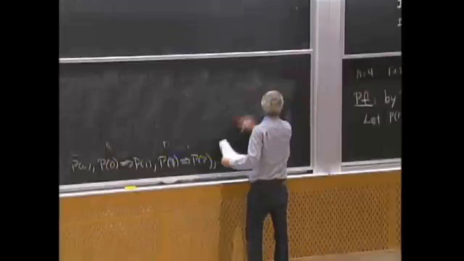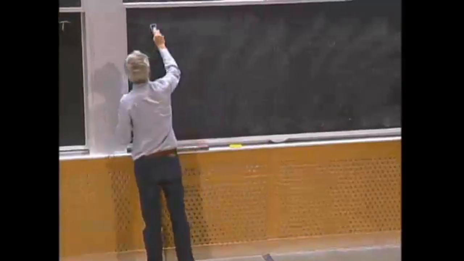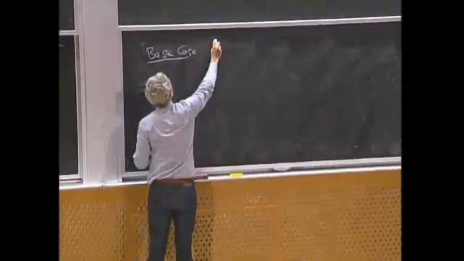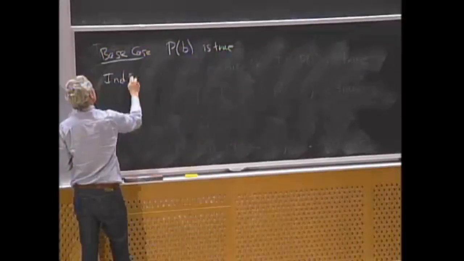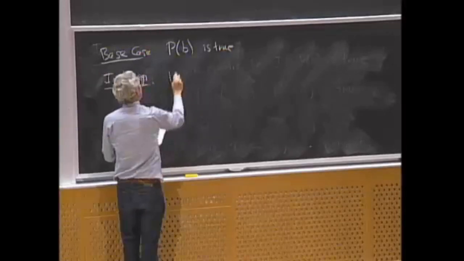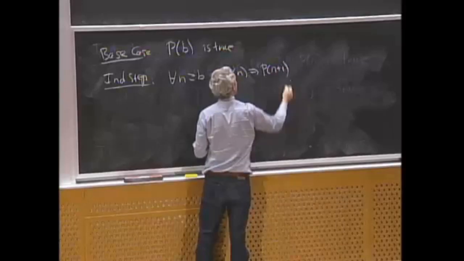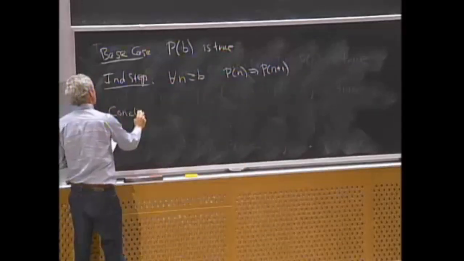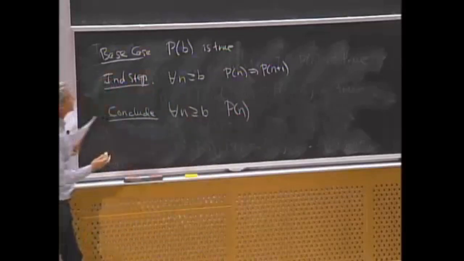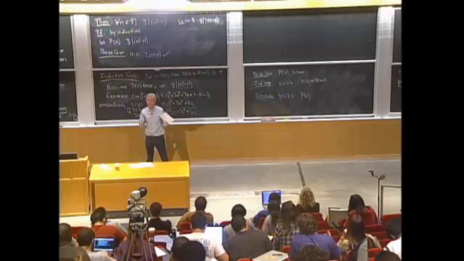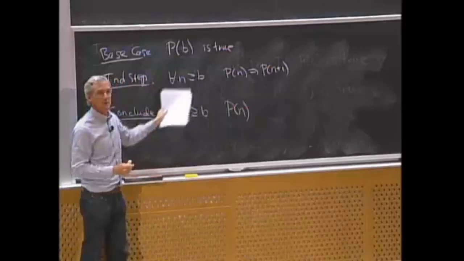Let's take a look at that. So for the base case, you could have P of b is true, not P of 0. And then for your induction step, you would have, for all n bigger than or equal to b, Pn implies Pn plus 1. And then your conclusion is that for all n bigger than or equal to b, Pn is true. So inductions don't always have to start at 0. You can pick where you start. Just make sure that you verify the starting point and you verify the implication for all n at that starting point and beyond.